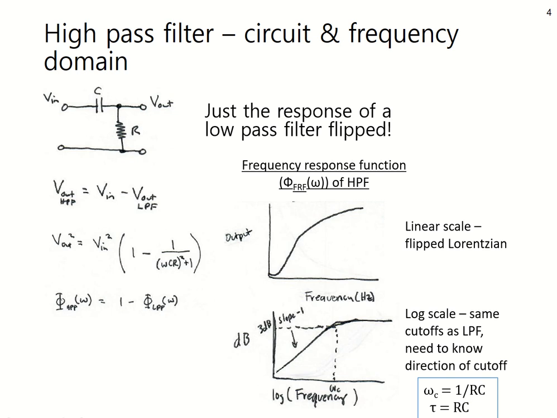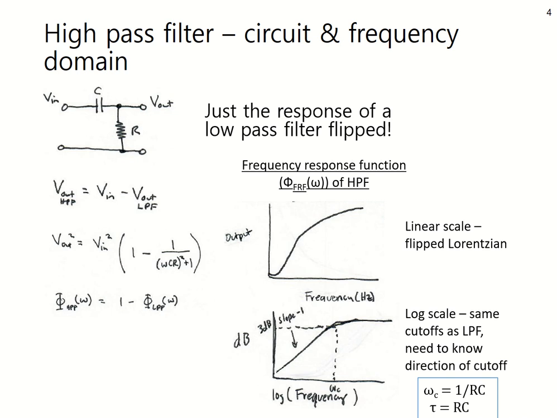So you need to know where the capacitor and resistor are relative to one another, so you can say which direction it is: if it's the high frequencies being cut off at that omega C, or if it's the low frequencies being cut off, based on the locations of those circuit elements. So commit that to memory, that for the high pass filter, the capacitor comes first, the resistor second.